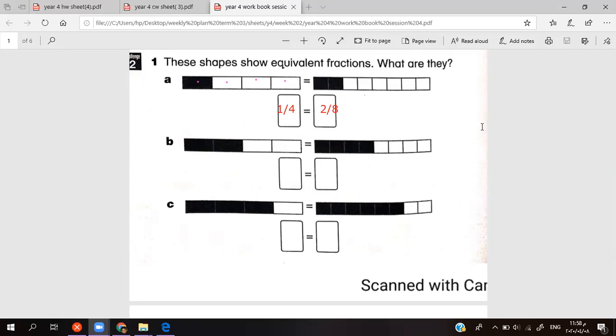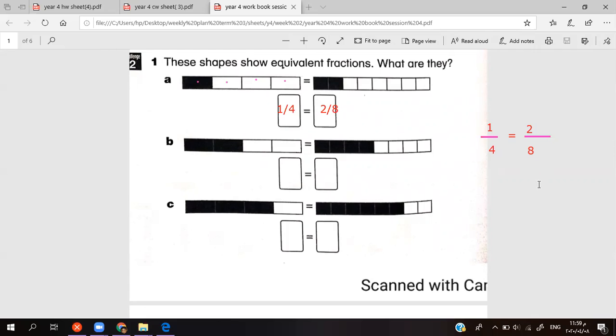For example, here: 1 over 4 equals 2 over 8.